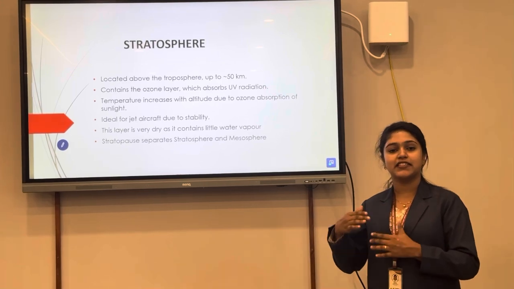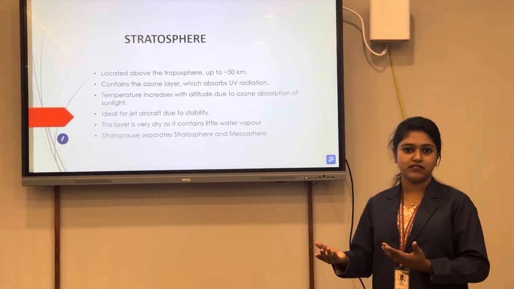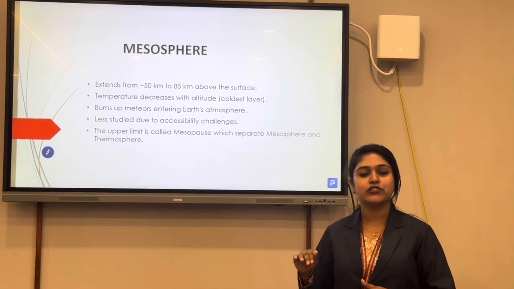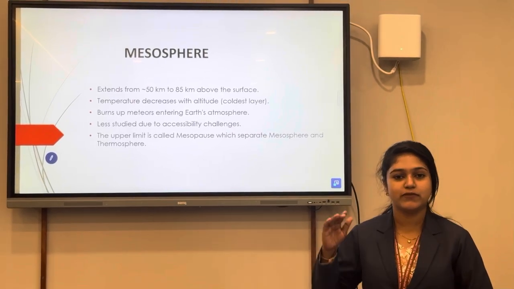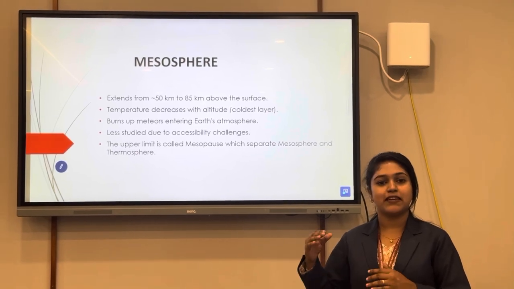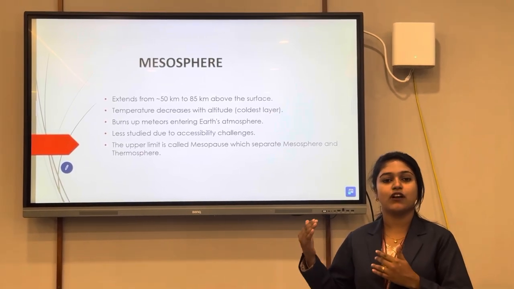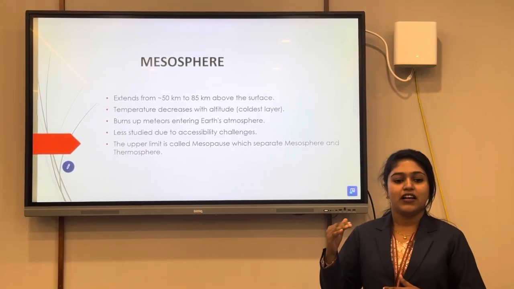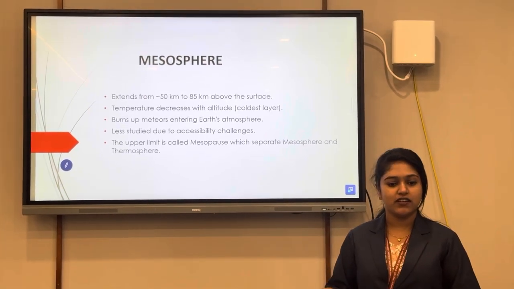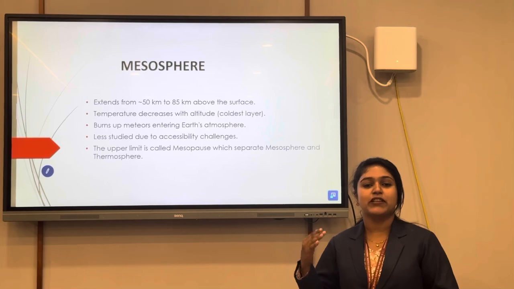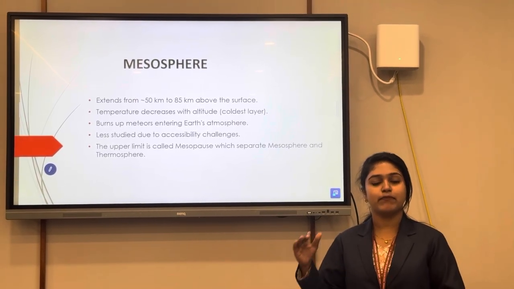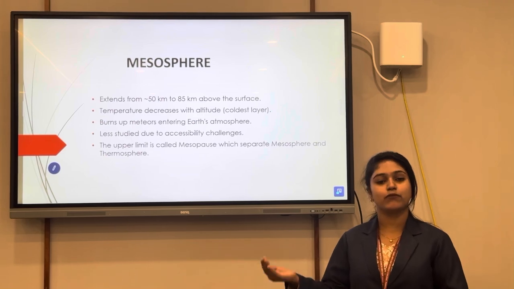The stratopause separates the next layer, the mesosphere. The mesosphere extends from 50 km to 85 km from the earth's surface. This is the coldest layer, so the temperature decreases with altitude. Here meteors burn up as they enter the earth's atmosphere. The upper limit of the mesosphere is known as the mesopause. The mesopause separates the mesosphere and the next layer, the thermosphere.